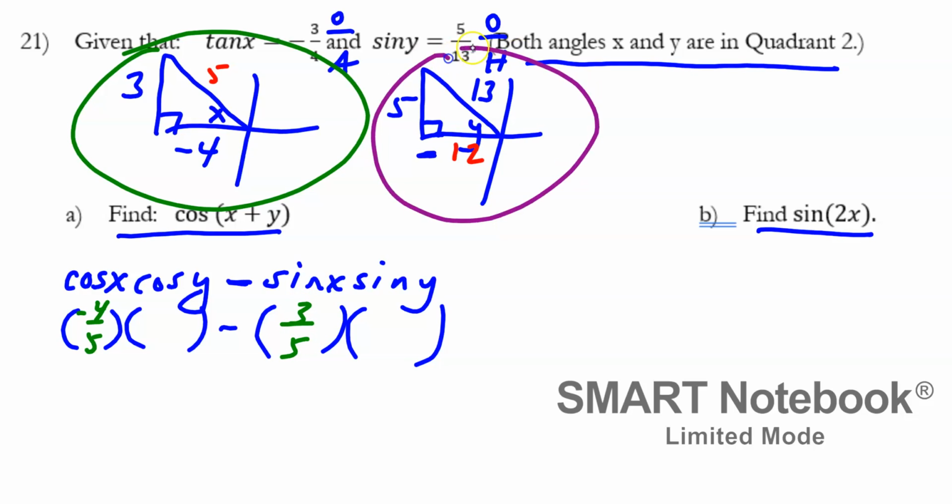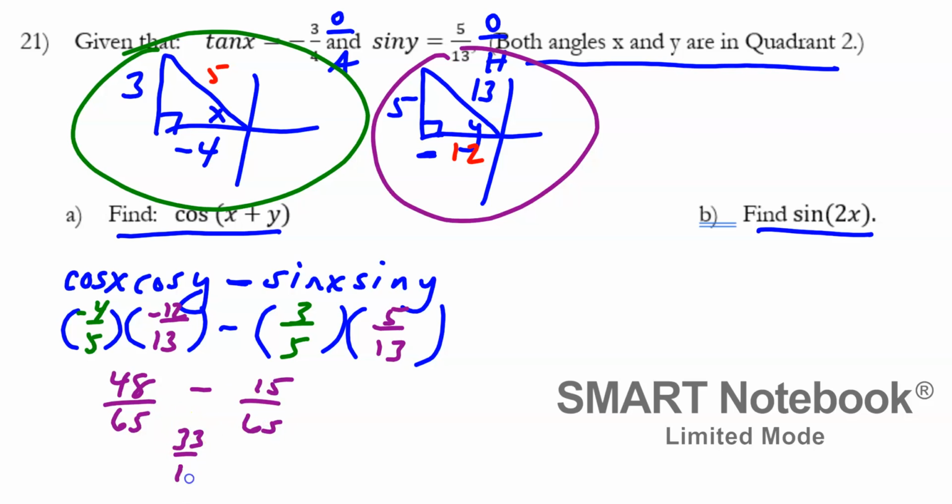This triangle in purple, cosine of y is going to be negative 12/13, and sine of y is going to be 5/13. So at this point, we just need to multiply and combine. This fraction together would be a positive 48/65 minus 15/65. If I add these two fractions, because they have the same denominator, my final answer is 33/65.